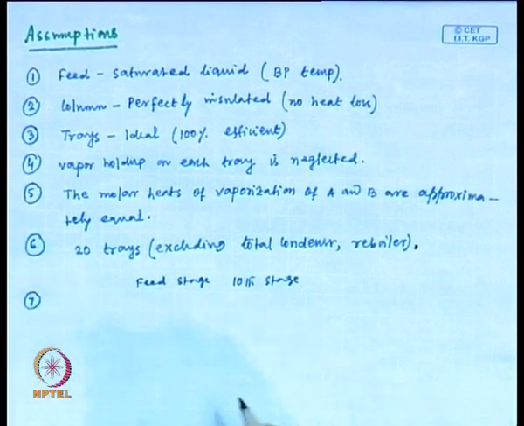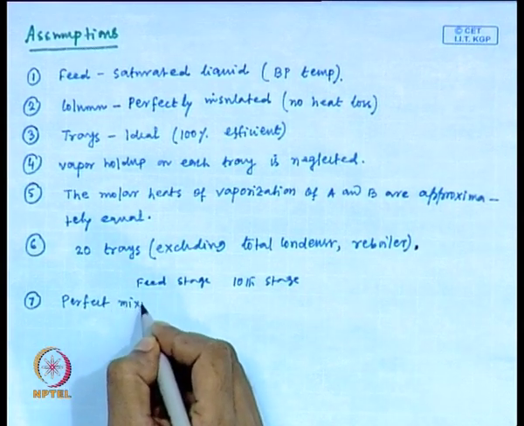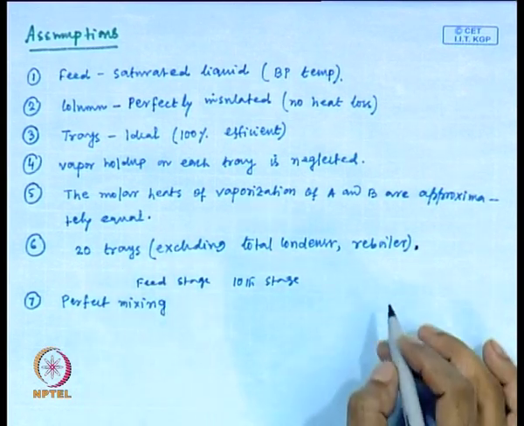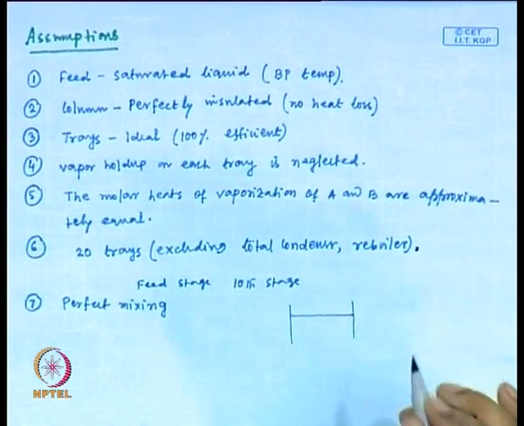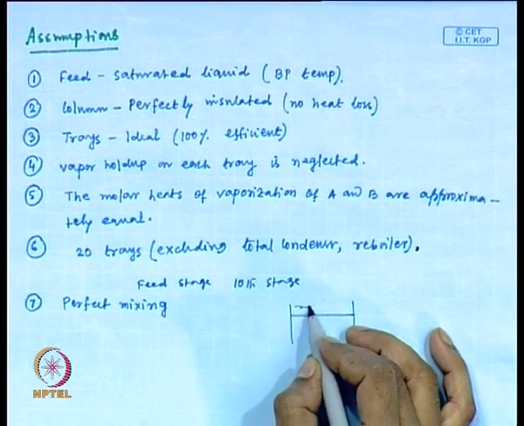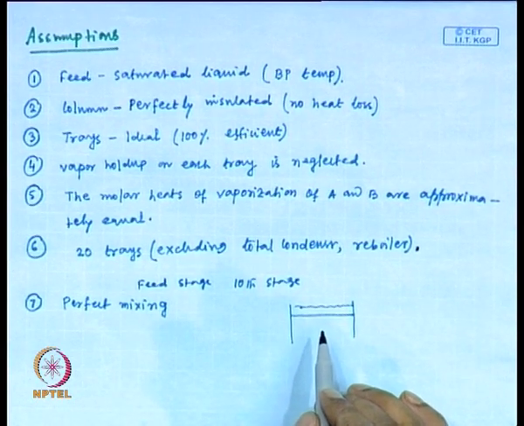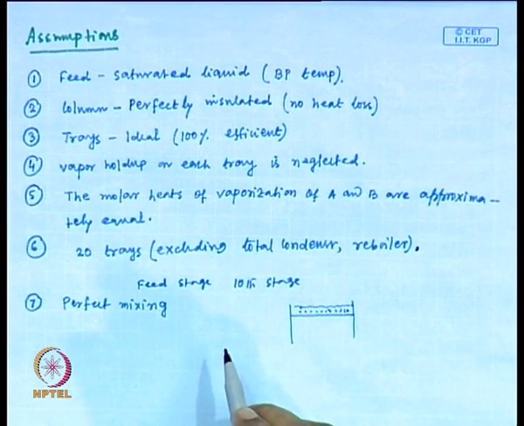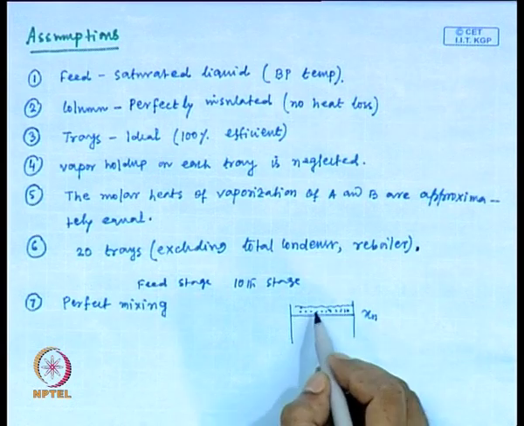Seventh assumption is perfect mixing on each stage. That means, if this is a tray, and this is the liquid stream, then if we consider perfect mixing on each tray, the composition of the liquid everywhere is the same. I mean, if we represent the composition x n, that is identical everywhere on this stage.